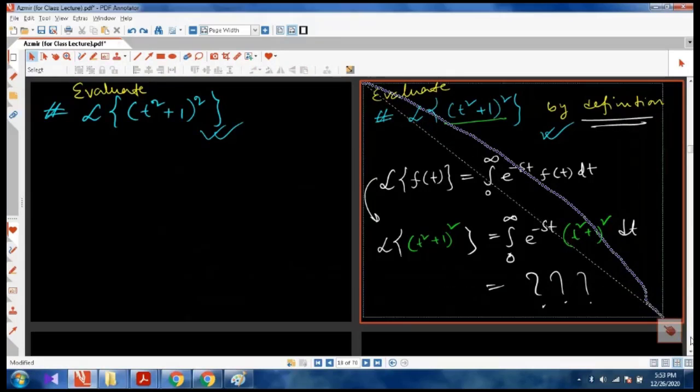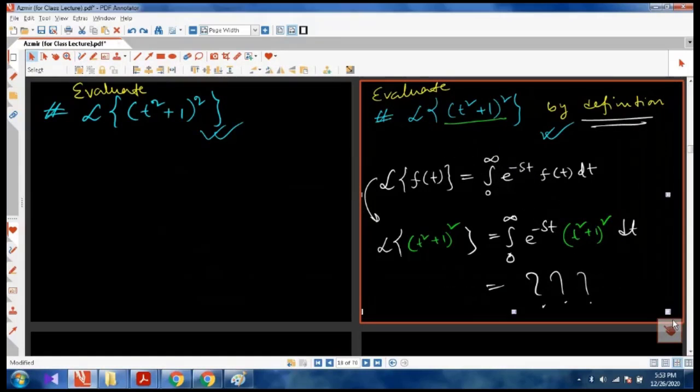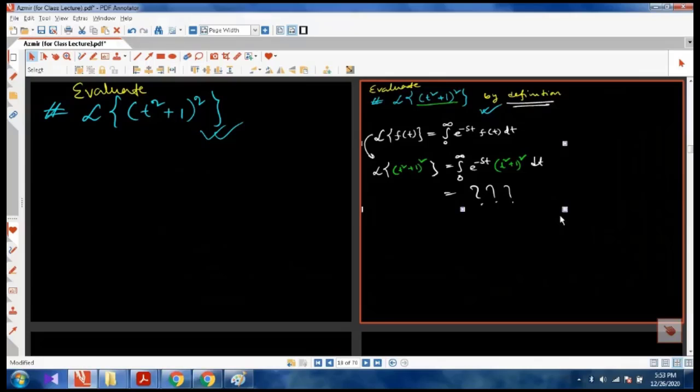So let's solve the same problem. Let's solve the same problem by using the formulas. Actually, we can also solve it by the definition, but it is going to be a research-based question. So we don't need this one actually. So let's try to solve it here by using the formulas.